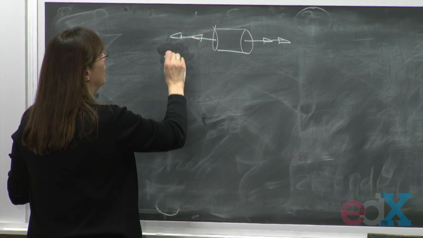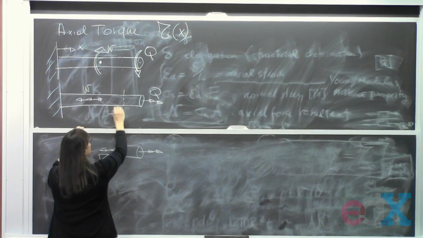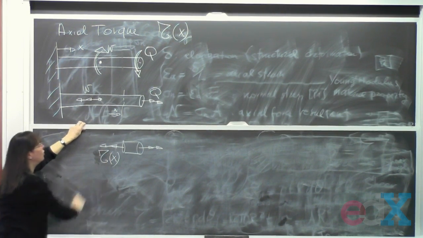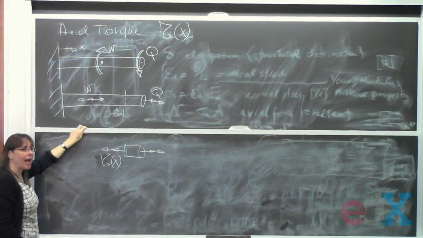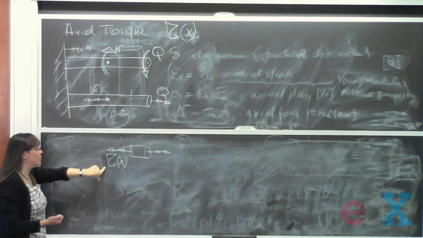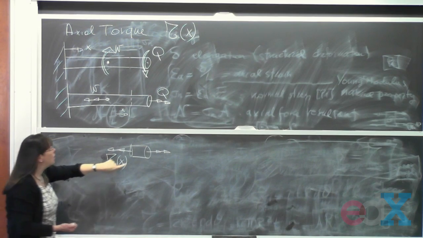And whoops, I have to draw it with the head like that. And if I cut at x, what comes out here is T of x, torque of x. It's the resultant that comes out. The same way in axial loading, N was coming out. Right? This is Q.